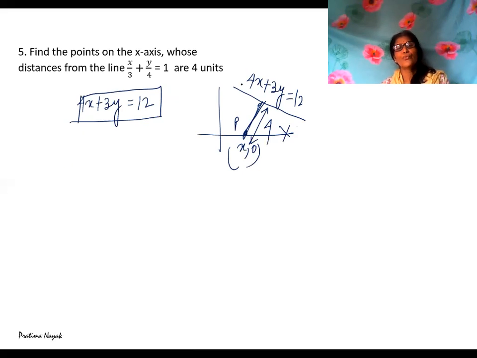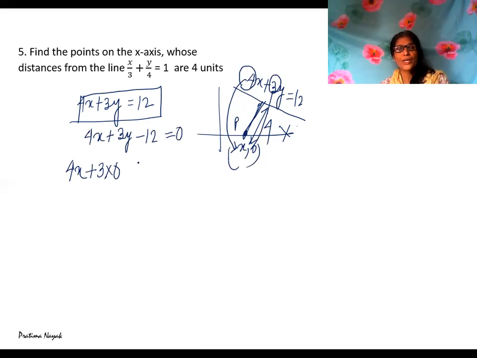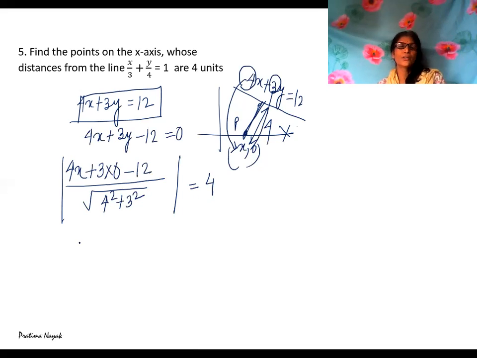So 4 will be multiplied with x, 3 will be multiplied with 0, and 12 will be negative because we have to write the equation first in this form. Minus 12, whole upon under root 4 square plus 3 square. This modulus is equal to how much? It is given as 4. So when there is a modulus, you have to take two cases.